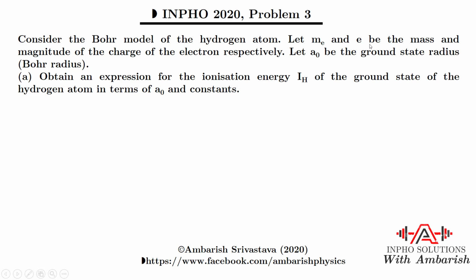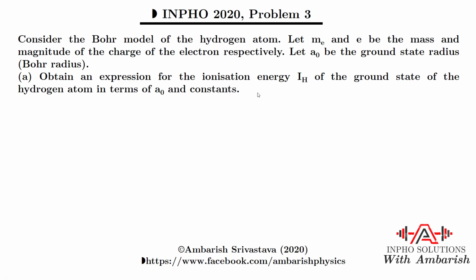Let me and e be the mass and the magnitude of charge of an electron respectively. Let a0 be the ground state radius or Bohr radius. Obtain an expression for ionization energy IH of the ground state of the hydrogen atom in terms of a0 and constants. Now this is a very straightforward problem based on standard theory that we derive in IIT JEE about the Bohr model. So the solution is very straightforward.